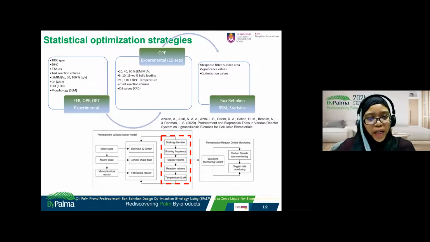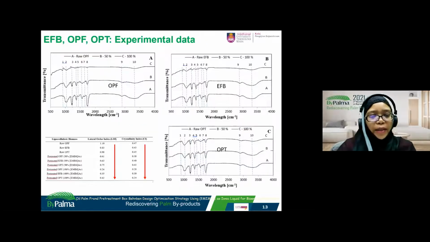So for this investigation, we chose to fix some of the engineering parameters and vary the EMIM acetate concentration, the solid loading of the sample or the OPF, and the temperature of the reaction mixture, in a little bit bigger reaction mixture of 70 milliliter in an isothermal reactor.